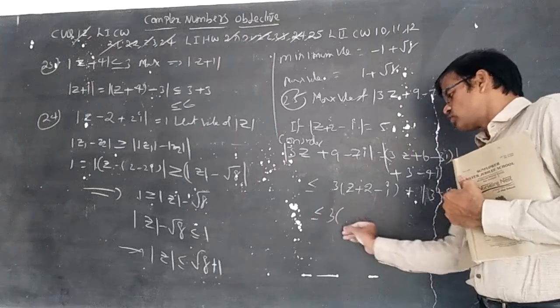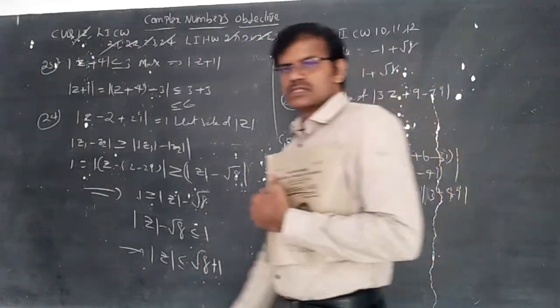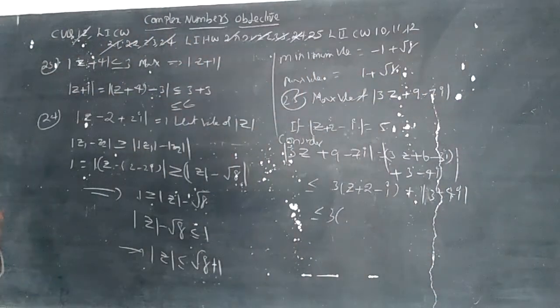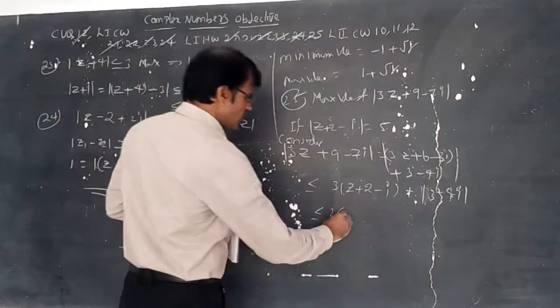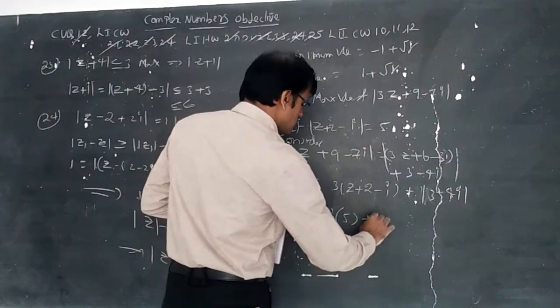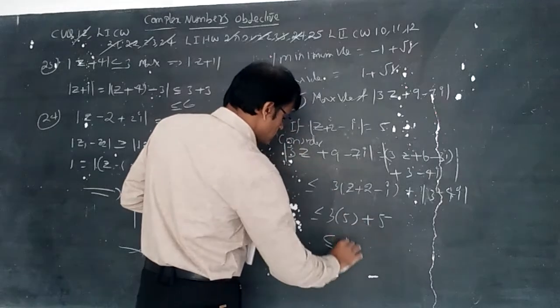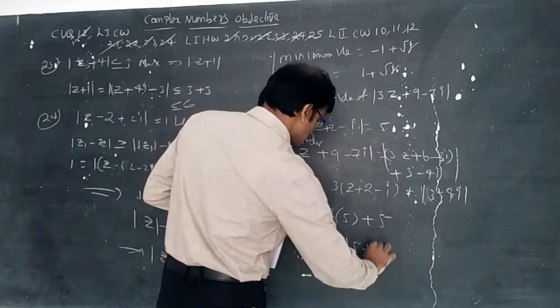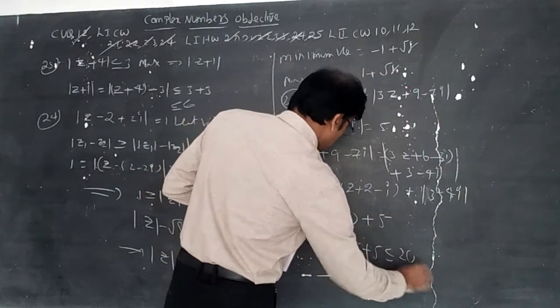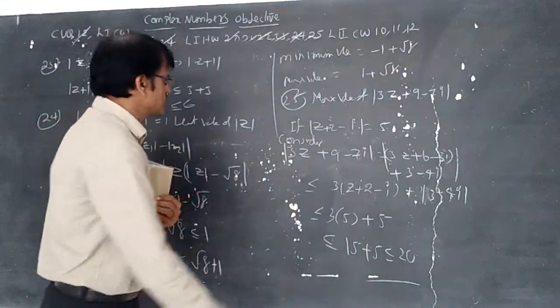This is less than or equal to 3 into the value 5, plus this value 5. 3 fives are 15, plus 5, so it is less than or equal to 15 plus 5, which becomes 20.